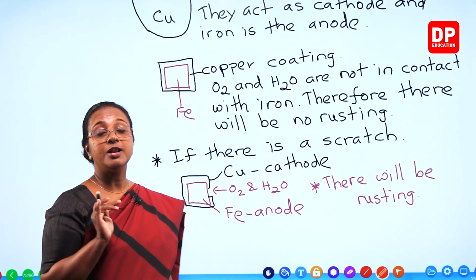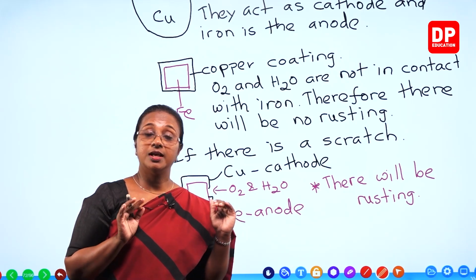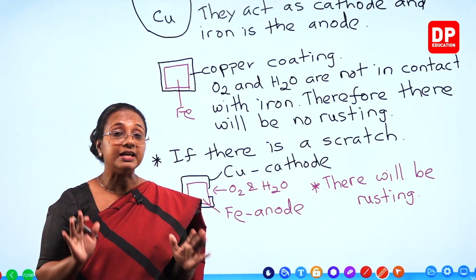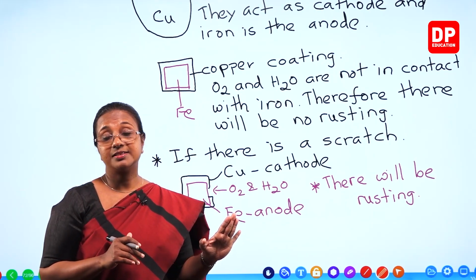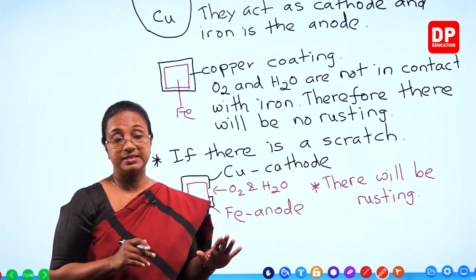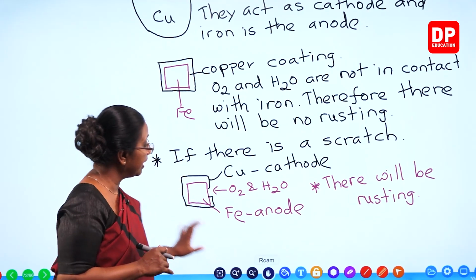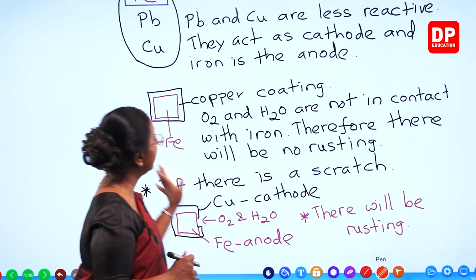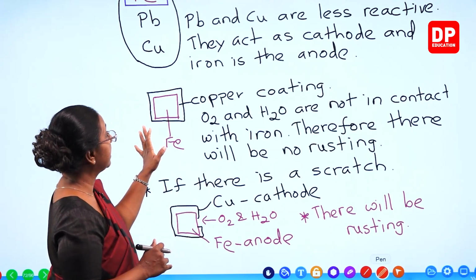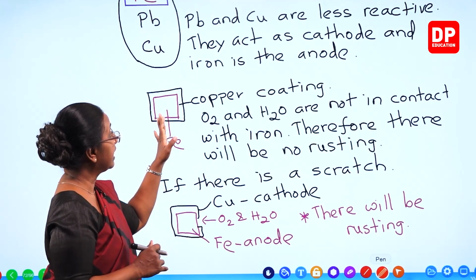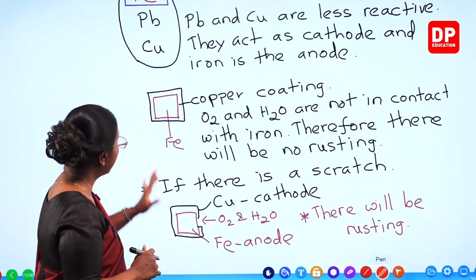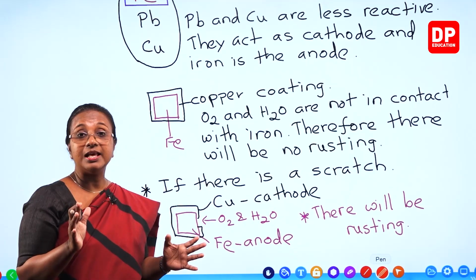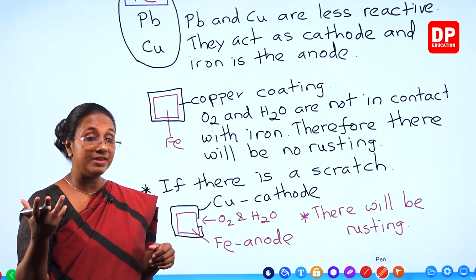So that is something you all have to remember, students. If you coat iron with a metal that is above iron in the activity series, then iron will be the cathode. Even if there is scratching of the coating, there will be no rusting. But with metals like copper and lead, which are less reactive than iron, they act as the cathode and iron will be the anode. So until there is a layer over it, completely coated with copper, that is by electroplating, you can electroplate copper onto iron, we have discussed that.